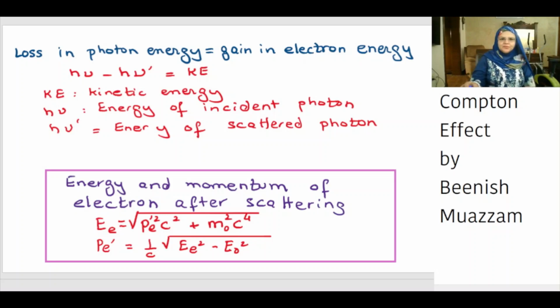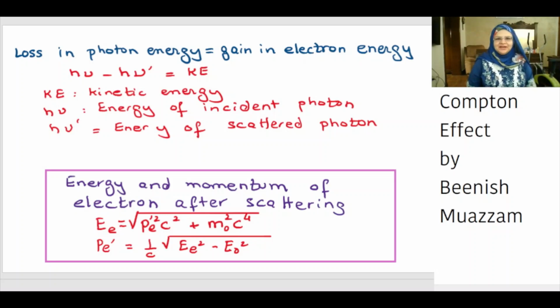Energy and momentum of electron after scattering. The energy of electron after scattering E is equal to under root Pe prime squared c squared plus m naught squared c to the power of 4. Pe prime is the momentum of the electron after scattering. m naught is the rest mass of the electron and c is the speed of light.